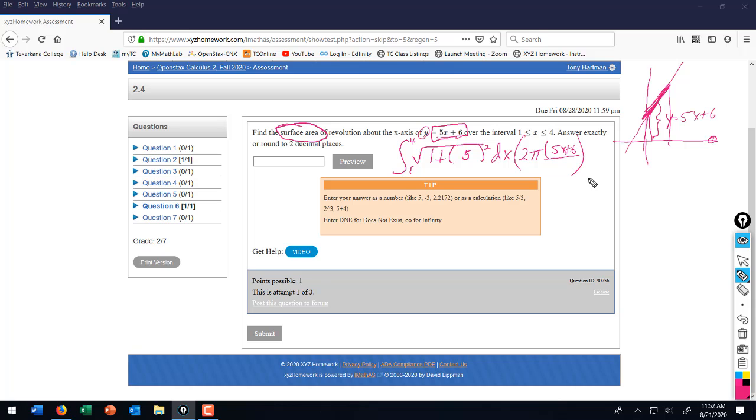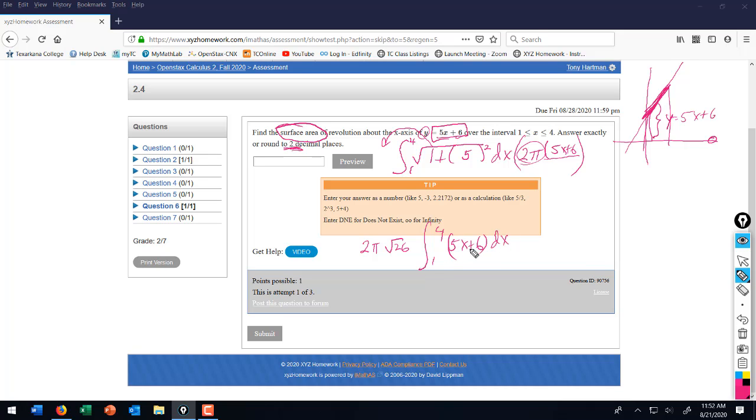So we can evaluate that integral either on our calculator, because it does allow us to enter decimal answers, or by hand. Let's see about the by hand part, because our radical does not contain any x's, so we should be okay. So if we do 1 plus 25, that would be the square root of 26, which we will bring outside the integral. We can also bring the 2 pi outside the integral. And all that leaves is the 5x plus 6.